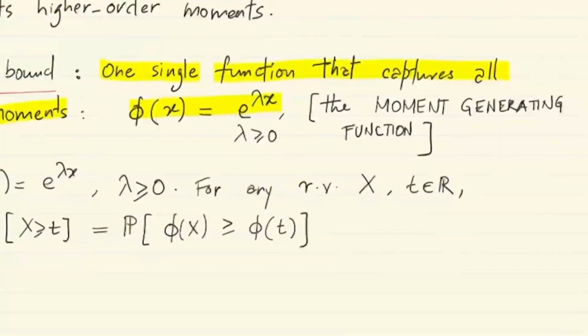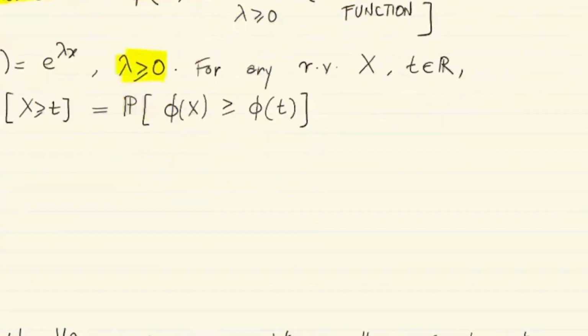So let's take phi of x equal to e raised to lambda x, where lambda is any non-negative number, so that phi of x becomes a valid non-negative non-decreasing function. And for any random variable x and any number t, we can have the following derivation. The probability that x exceeds t is the same as the probability that phi of x exceeds phi of t. This is because phi is, as we just saw, non-decreasing with an increase in its argument.